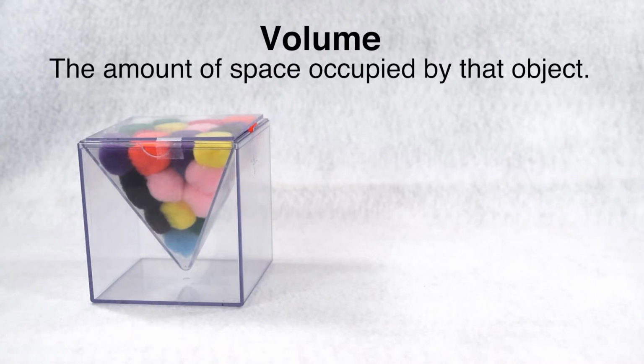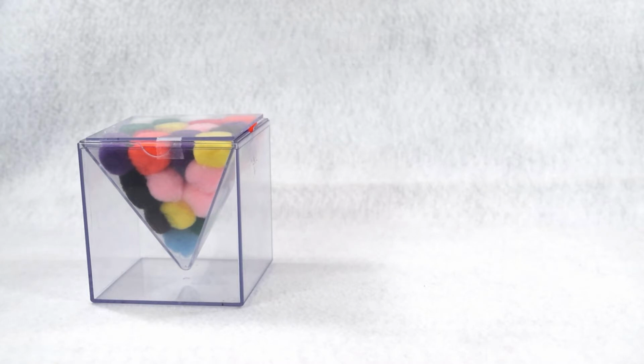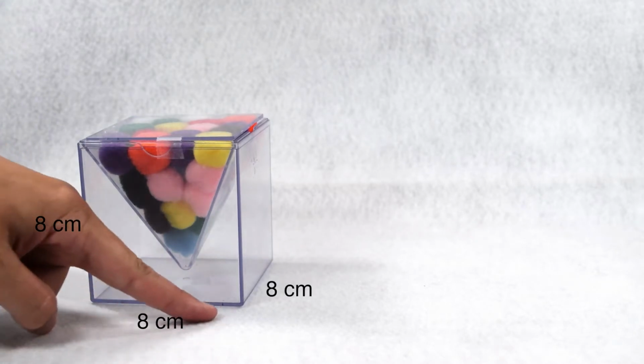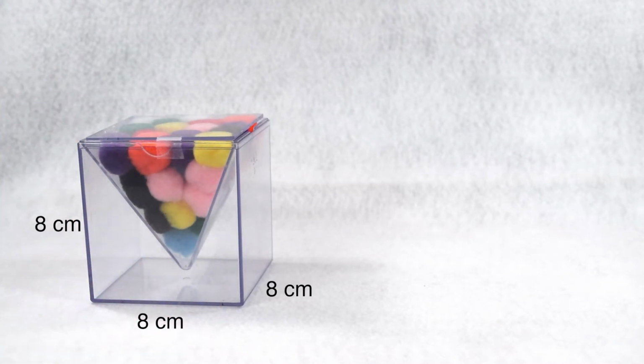We find out how much space is occupied by that object. In other words, how much is needed to fill that object. To help find the volume of this square pyramid, we're going to compare it to a cube with similar dimensions. Both have a base of 8 centimeters by 8 centimeters and a height of 8 centimeters.